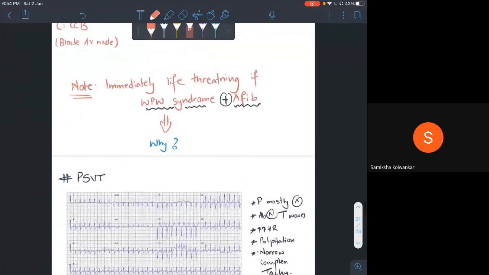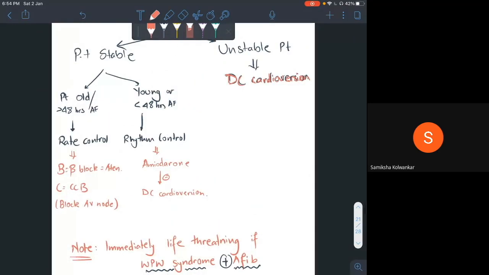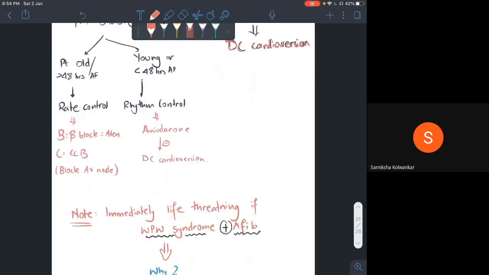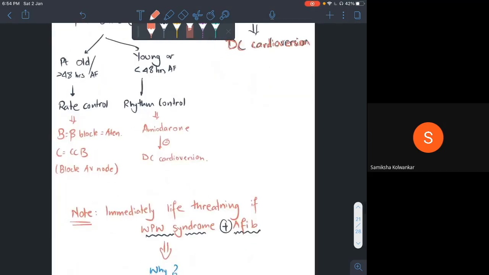The management will depend on if the patient is old or young. If the patient is old, you'll ideally go for rate control because it's very difficult to bring their rhythm back. And if the patient is young, it means that it's some sort of paroxysmal atrial fibrillation, so you can try and get the rhythm back into control. If the patient is unstable, obviously you need to do DC cardioversion immediately.